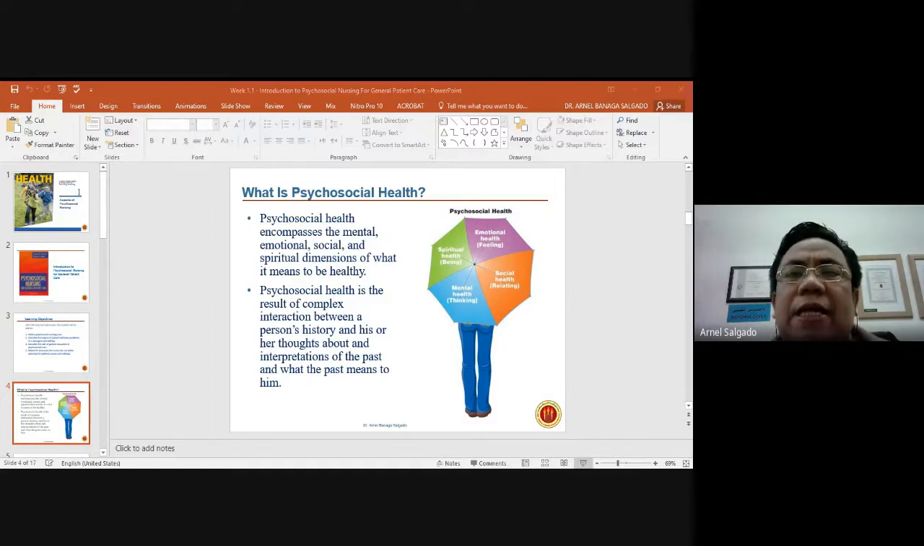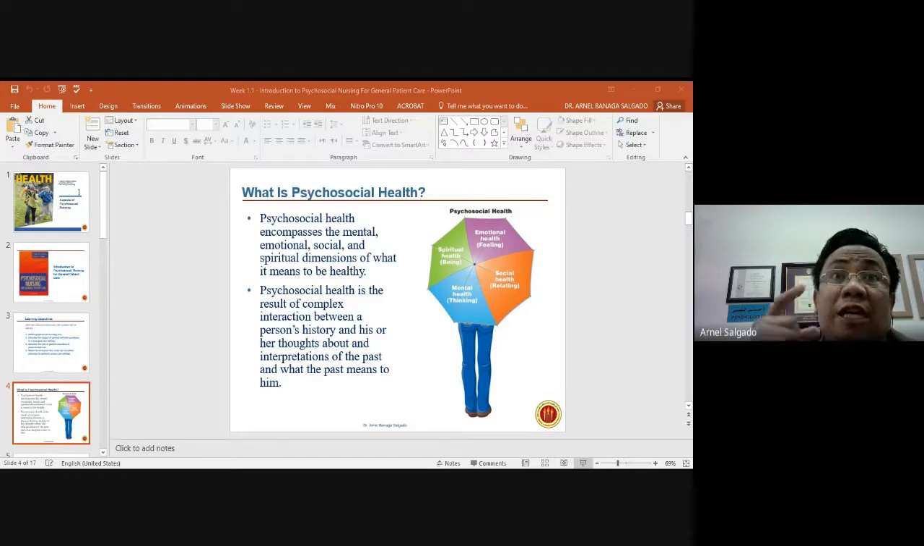If we're going to look into that, we look into emotional health, that is pertaining to feelings, emotions, affect. Social health, the way the patient relates to his family members, to his community, to his peers, to his professional groups, among others. Mental health, his cognitive abilities, the way he thinks, and of course, spiritual health. This is very important because every single individual is considered a spiritual being. So we're going to look into this beingness of an individual.